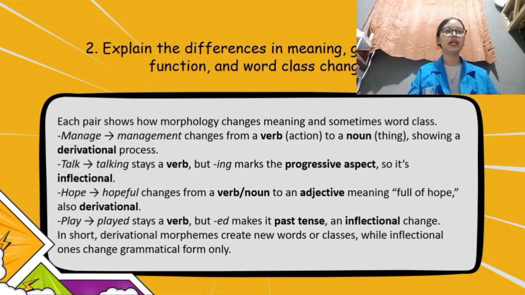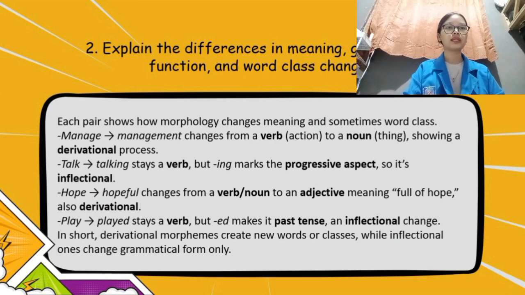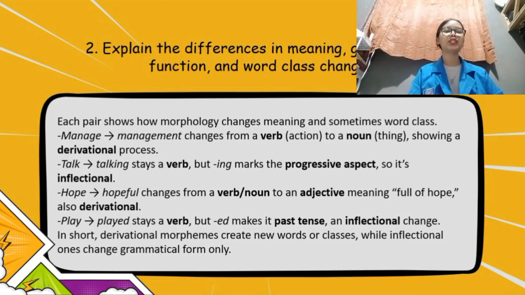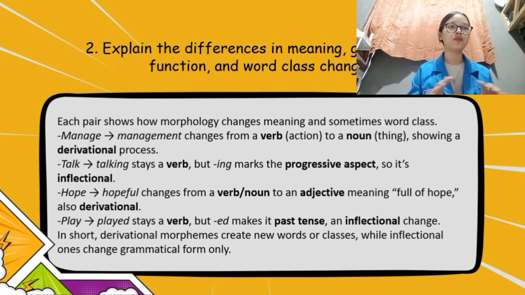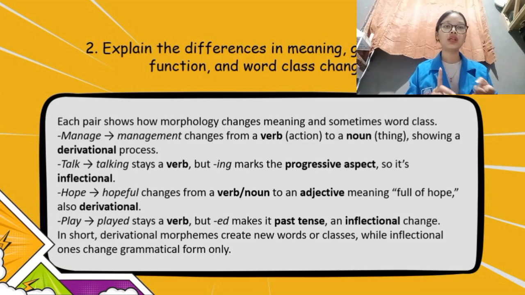Number two, explain the difference in meaning and grammatical functions in word class change. Each pair shows morphological change in meaning, and sometimes word class. Manage becomes management, changing from a verb as an action to a noun as a thing, showing a derivational process. Talk becomes talking, staying a verb, but -ing marks the progressive aspect, so it's inflectional.